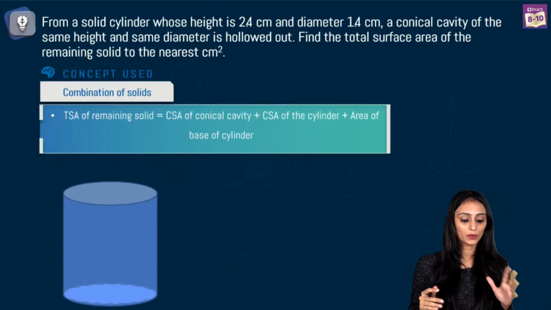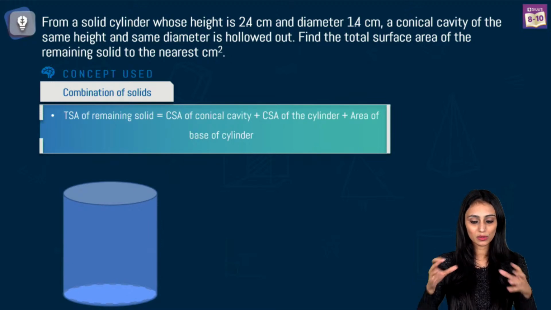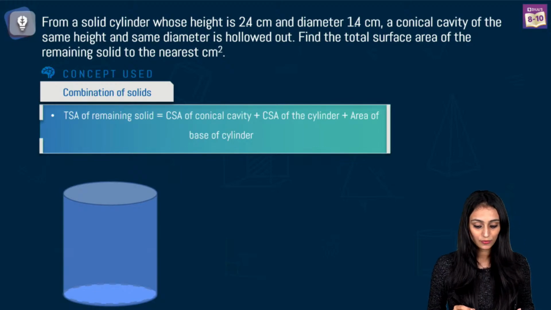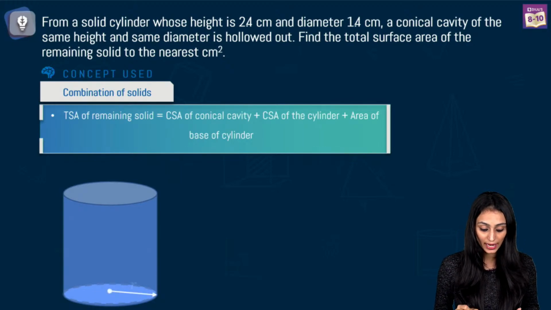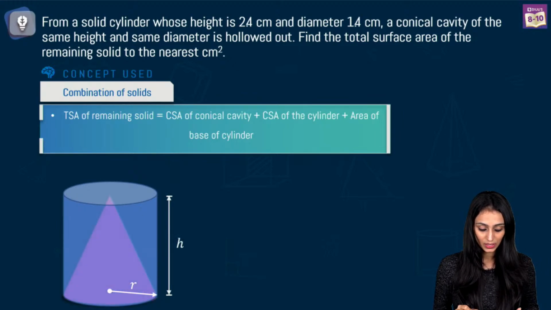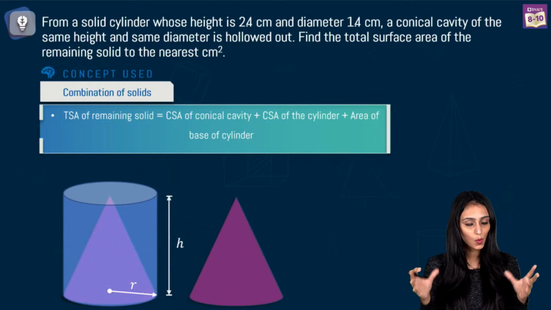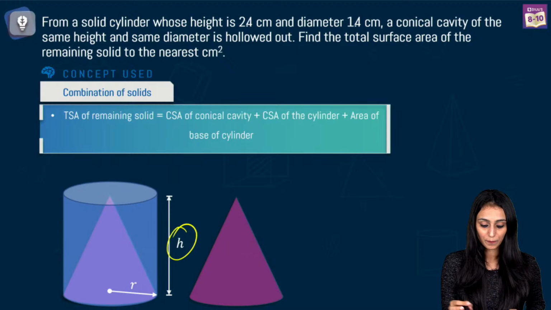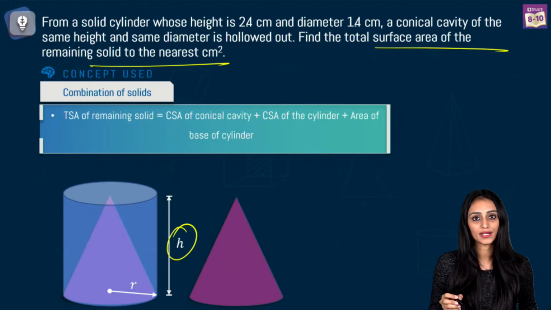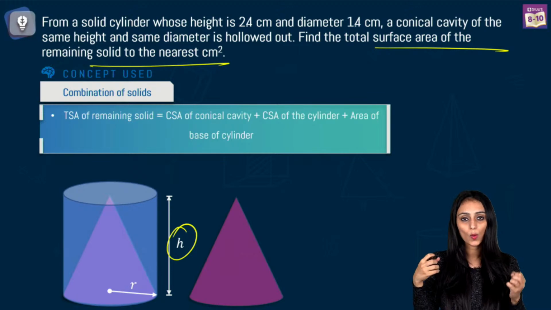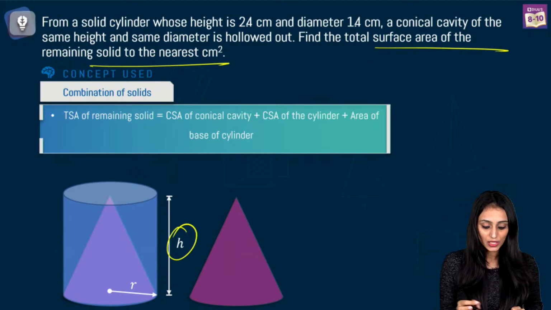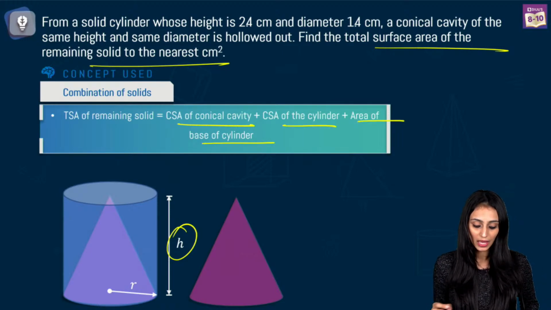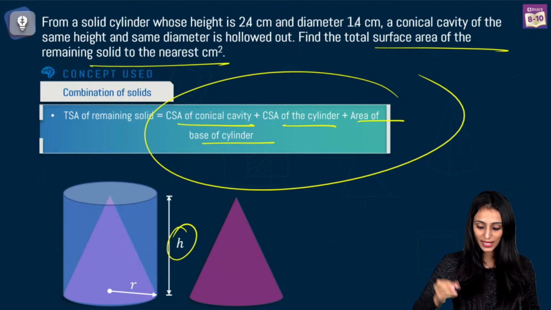We are talking about a solid cylinder over here, so it is filled from inside, completely filled. The question says that a conical cavity from this has been hollowed out and it has the same height and the same diameter. So the diameter is same, that means the radius would be same. Both cylinder and cone will have the same radius and share the same height, h. Now find the total surface area of the remaining solid. Once the conical part is hollowed out, what is the TSA for the remaining solid? That's going to be CSA of the conical cavity plus CSA of the cylinder and area of base of cylinder. I think all of you have given the right answer, so no one has confusion in this.